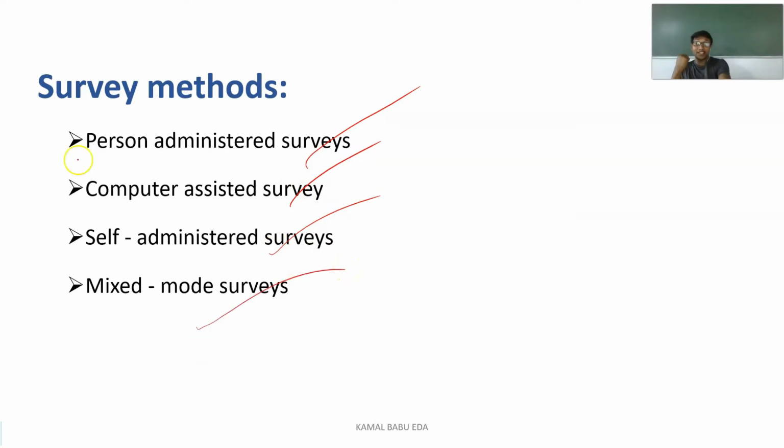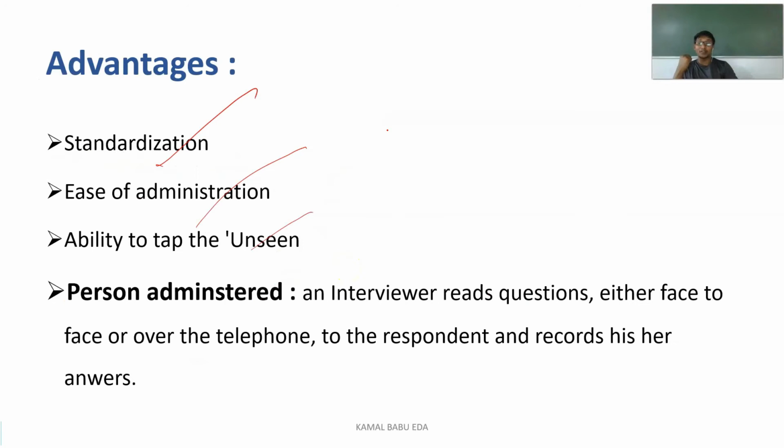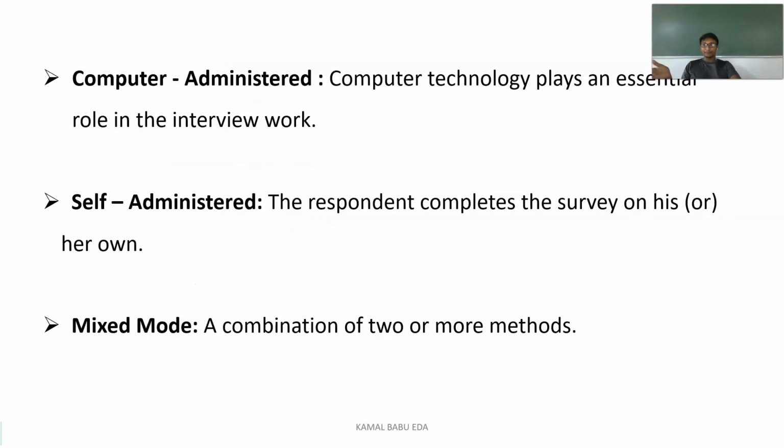By this statement itself you can say person-administered means the interviewer reads the question either face to face or over the telephone, and the respondent records her or his answers. Person means we are going individually and talking to them face to face, or going with a phone call. Whenever we talk with them face to face or by phone, we can record the answers to the questions put to them.